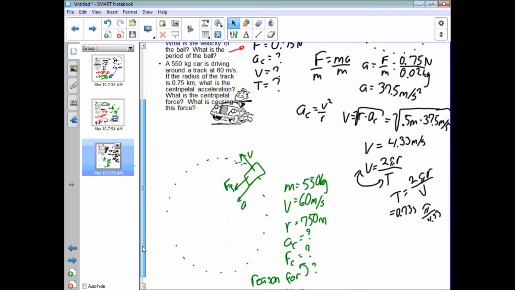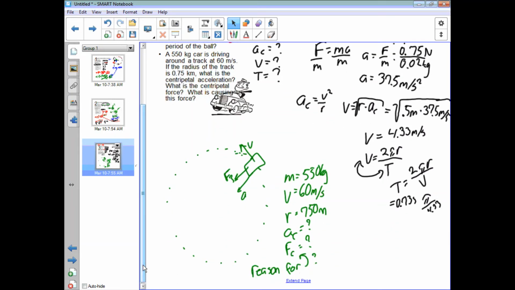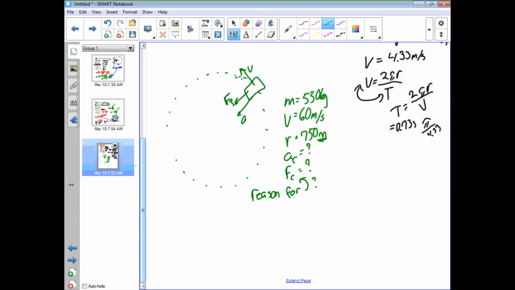Let's scoot down. We have a 550 kilogram car. It's driving around the track at 60 meters per second, and the radius is 0.75 kilometers. Notice I did put it in meters. That is important. What is the centripetal acceleration? What's the centripetal force? And what is the reason for the centripetal force?